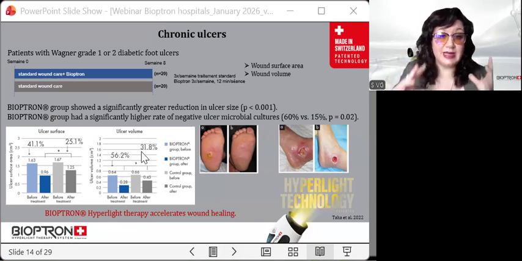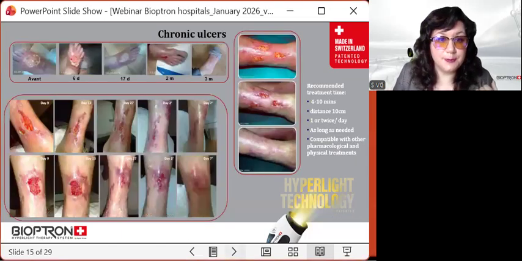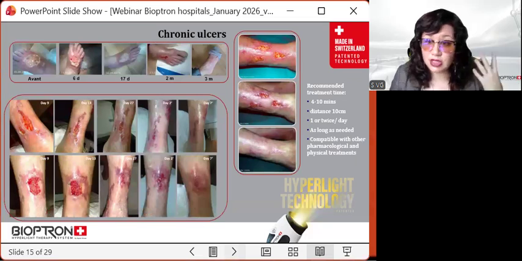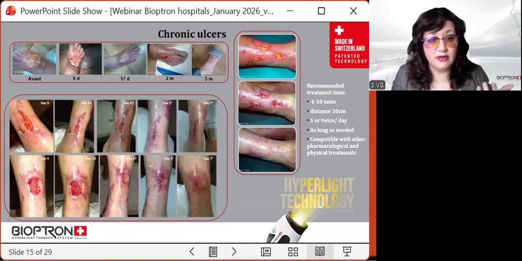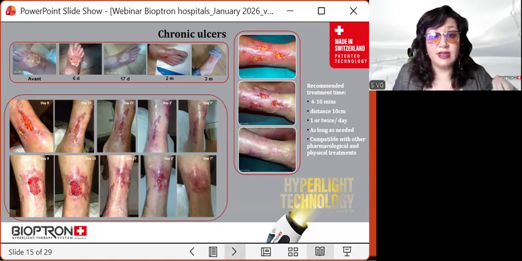So Bioptron will accelerate wound healing and decrease the pain during the whole process. Those are some examples that you already know that you can show to the doctors. You can use the brochure that we have to show visually the effects of Bioptron.